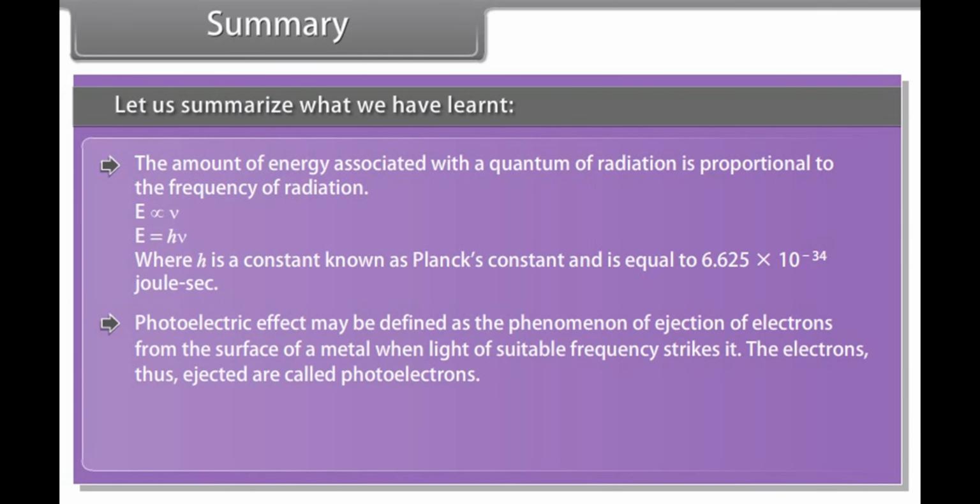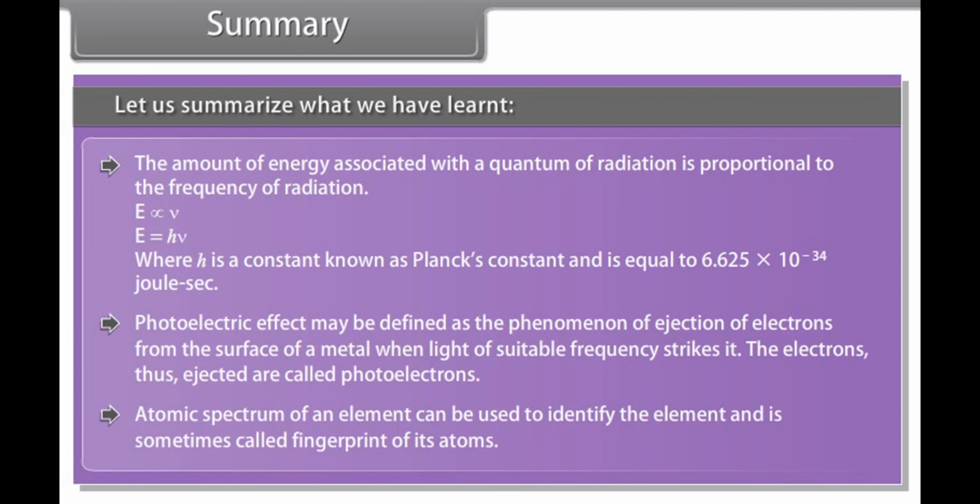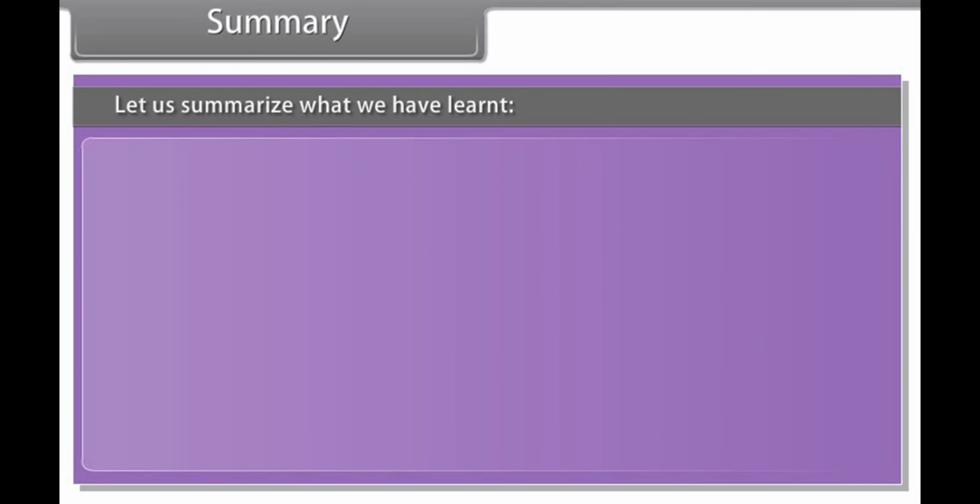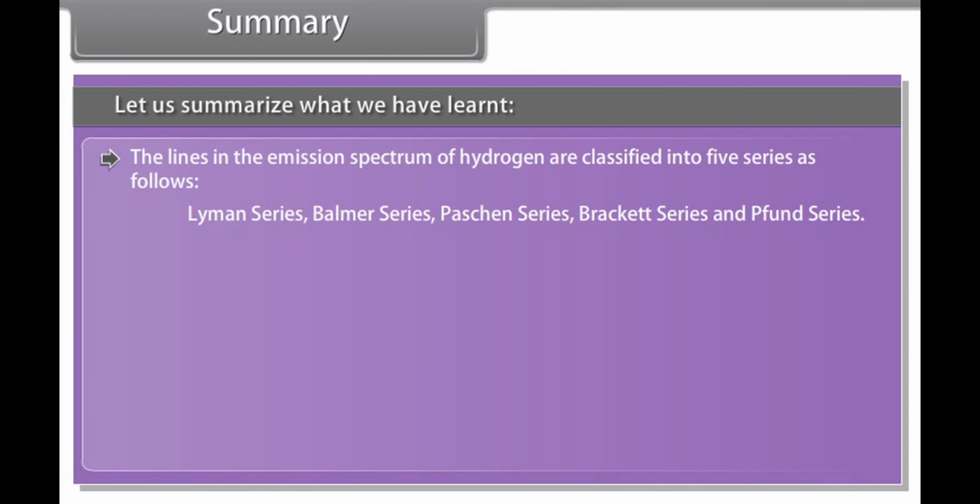Photoelectric effect may be defined as the phenomenon of ejection of electrons from the surface of a metal when light of suitable frequency strikes it. The electrons thus ejected are called photoelectrons. Atomic spectrum of an element can be used to identify the element and is sometimes called fingerprint of its atom. The lines in the emission spectrum of hydrogen are classified into 5 series as follows: Lyman series, Balmer series, Paschen series, Brackett series and Pfund series.